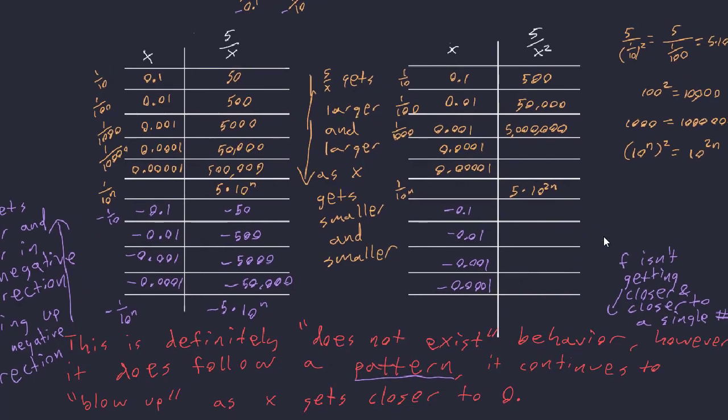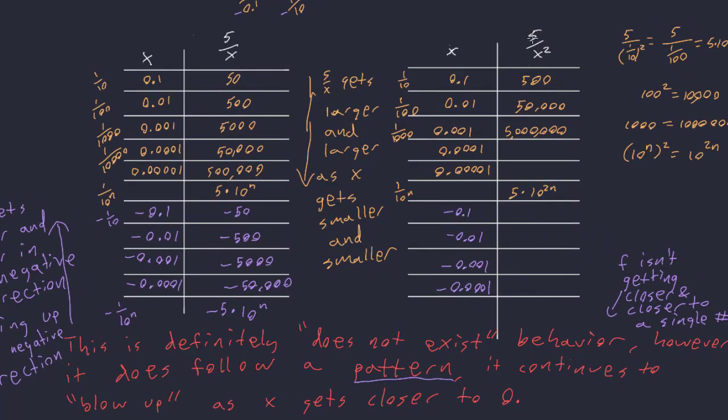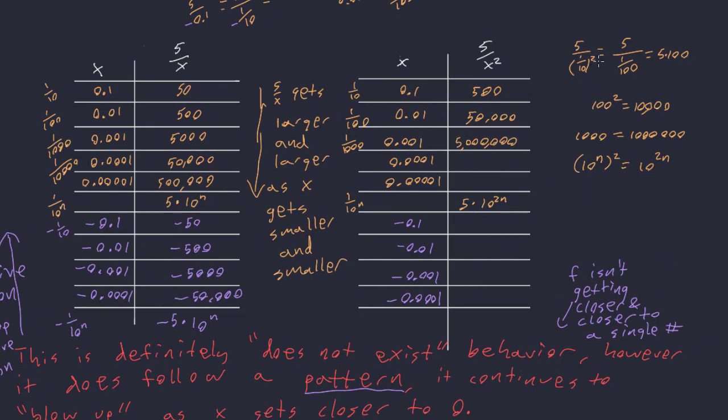However, over here for the 5 over x squared, nothing should change. Because if we look back at our work over here, if we put a negative in this 1 over 10, squaring it keeps it positive. Right? And if we make this negative 100 squared, that's still 10,000. And I didn't put a square here, I should have.